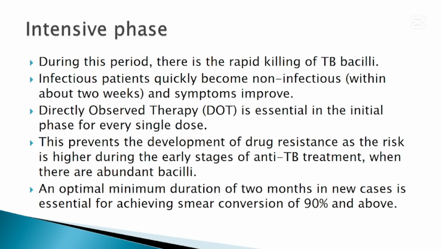Directly observed treatment is essential during the intensive phase for every single dose. This prevents the development of drug resistance, because the development of drug resistance is higher in the early phase where the bacterial load is very high. The optimum minimum duration of 2 months should be given for new cases to achieve smear conversion rates above 90% in TB.